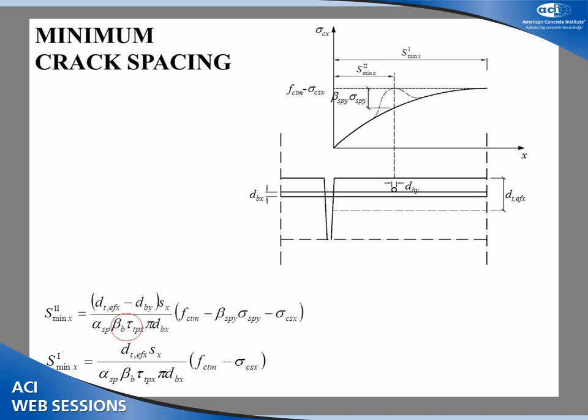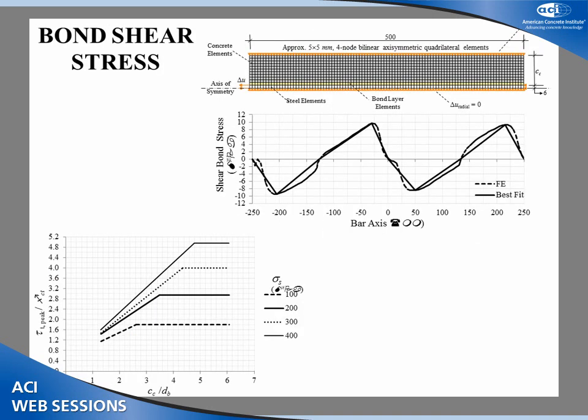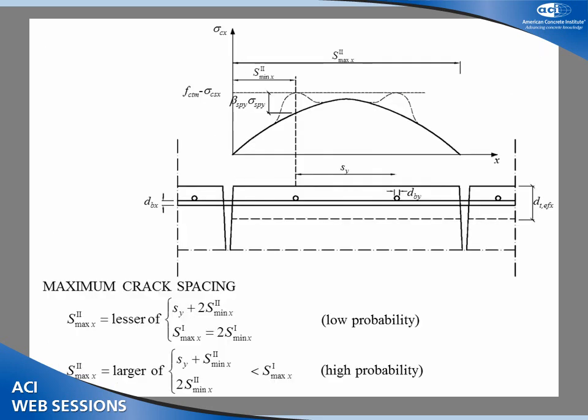For the minimum crack spacing, all the parameters are almost the same as the other equation, only the bond shear stress is new in this equation. Again, that can also be found from a parametric study on just a tie member, and you can have an idea of how much the peak bond shear stress is for different concrete. This one is concrete cover to bar diameter ratio, and this is the bond stress. So in each different situation, you can find the peak bond stress from this graph.